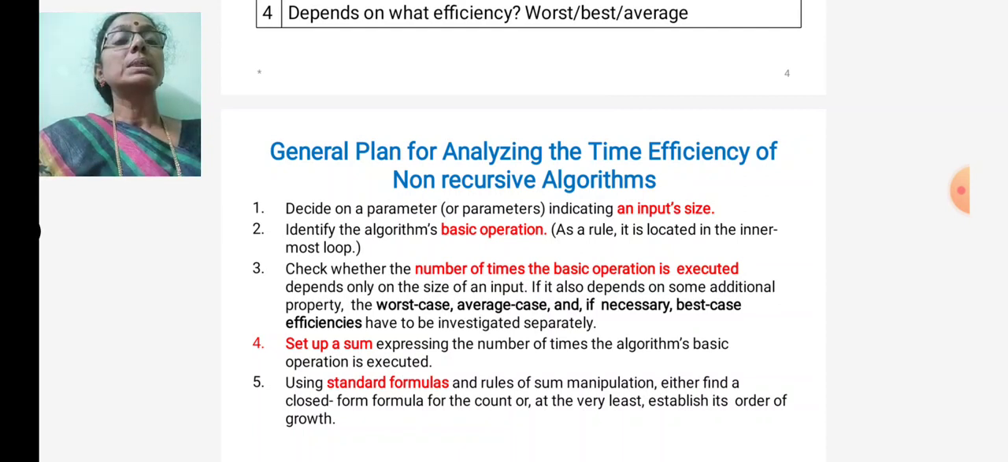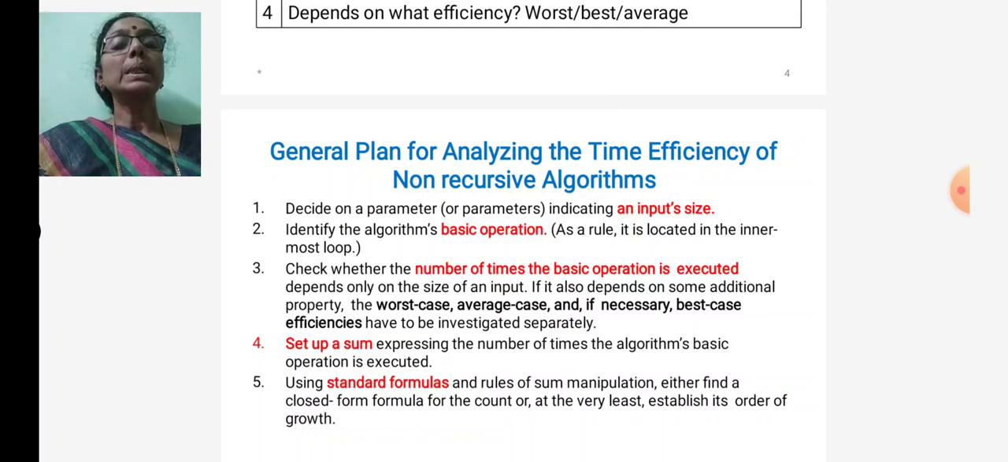First, we have to decide the input size, that is, what the input size n is. For example, in the given problem, the input size is n. Second, we identify the algorithm's basic operation, which is mainly found in the innermost loop. Third, check the number of times the basic operation is executed. That depends on the size of the input, and also on additional features like the worst case, average case and best case efficiencies. Based on that, we find how many times the basic operation is executed.